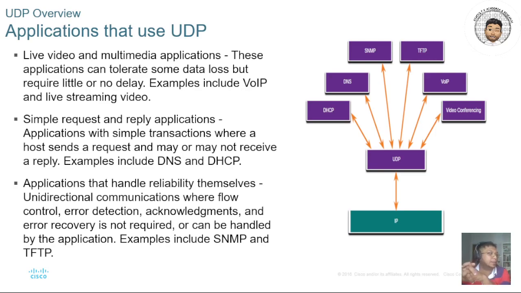Simple request and reply applications, with simple transactions where a host sends a request and may or may not receive a reply, for example DNS, or DHCP when you want to connect to Wi-Fi for the first time. Usually they send a request for DHCP. Applications that handle reliability themselves, like unidirectional communication where flow control, error detection, acknowledgement, and error recovery are not required or can be handled by the application, include SNMP and TFTP. Try to remember some of the basic applications involving UDP and TCP because they can be in the assessment later on.